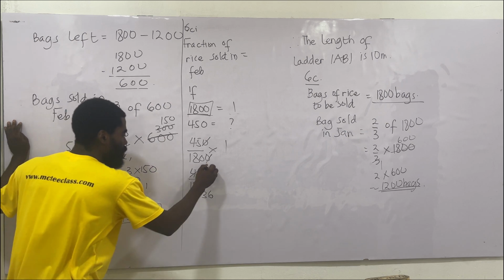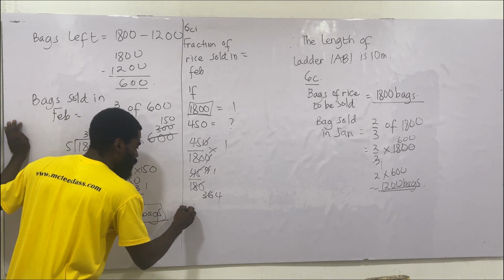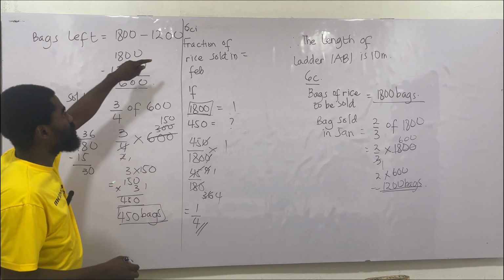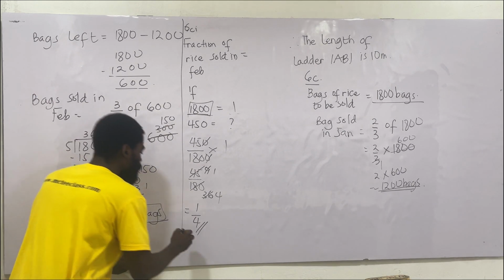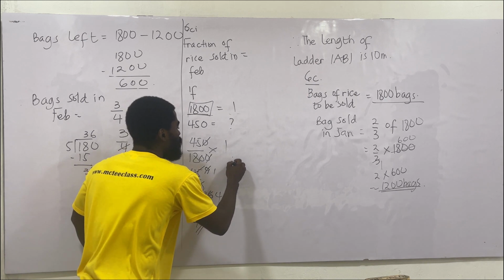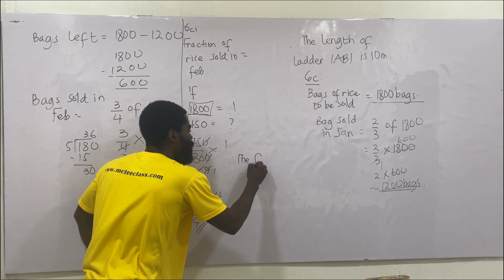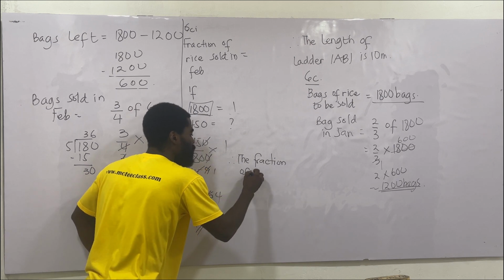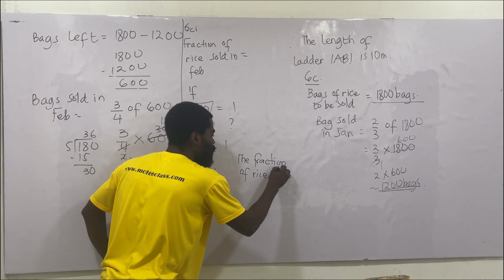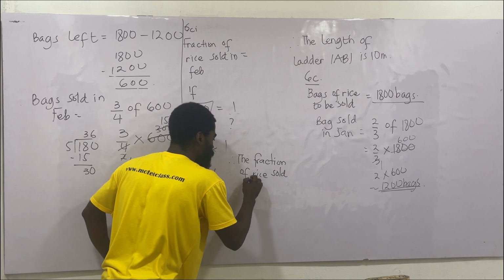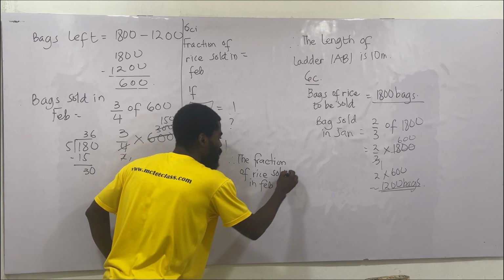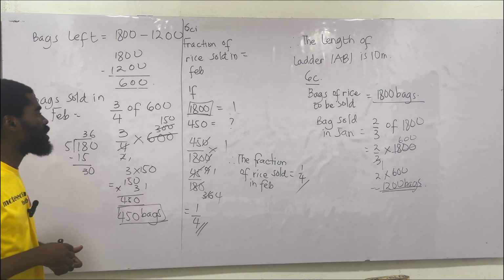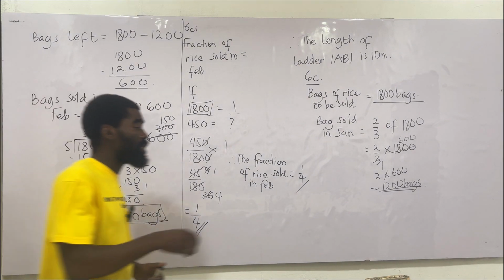Then 9 goes into itself 1 and going into this how many times? 4 times. So the fraction is what? It's 1 over 4. So the fraction of rice sold in February is 1 over 4. So this is how we solve that.